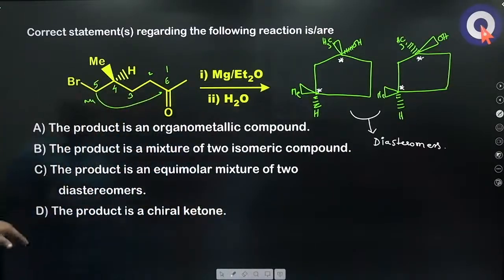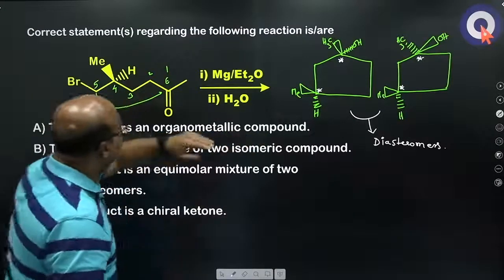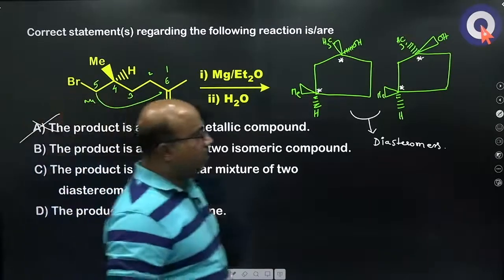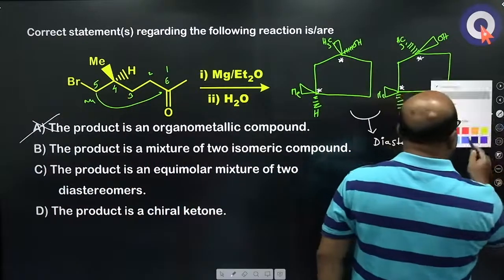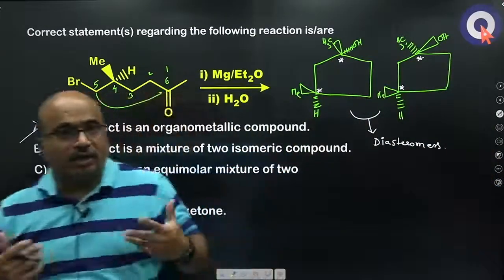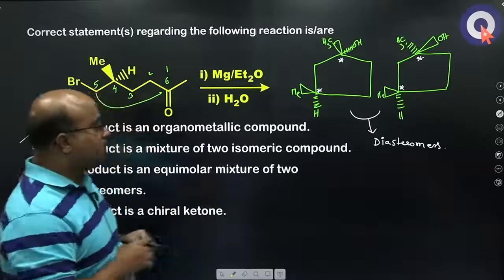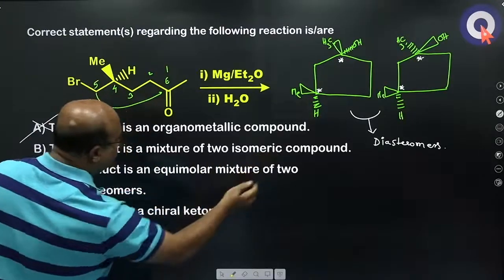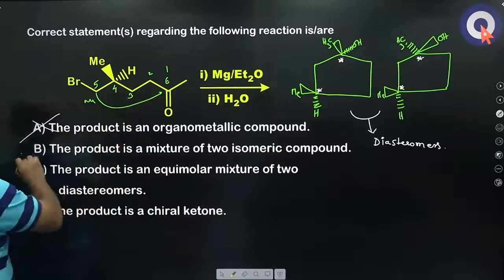So what are these now? Let us see. The product is an organometallic compound. No, we don't have any organometallic compound. We got an organometallic compound, but an internal reaction was there. Because of that internal reaction, that organometallic compound is not existing finally. The product is a mixture of two isomeric compounds. Yes, these two are isomers.